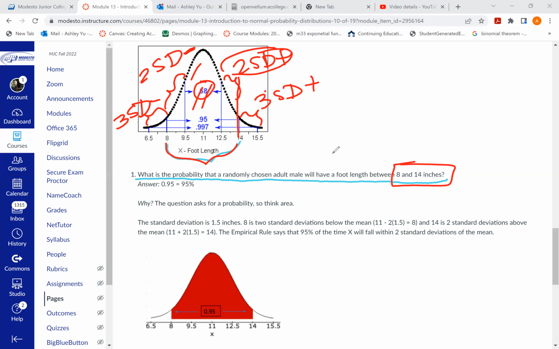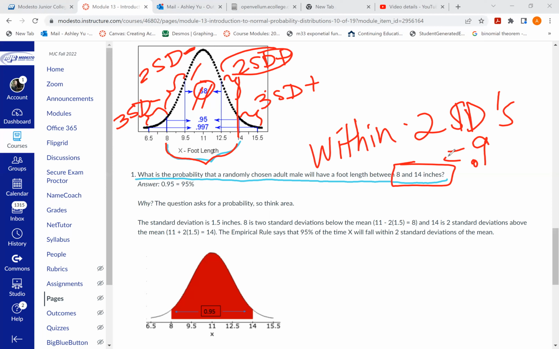And we already know from the above that within 2 standard deviations, they just memorize it. It doesn't matter that we're talking about foot length, or what these typical values are. It just matters that we're within 2 standard deviations. It means 0.95 or 95%. If it was within 3, then it would be 0.997. Why this question asks for a probability, so think area.